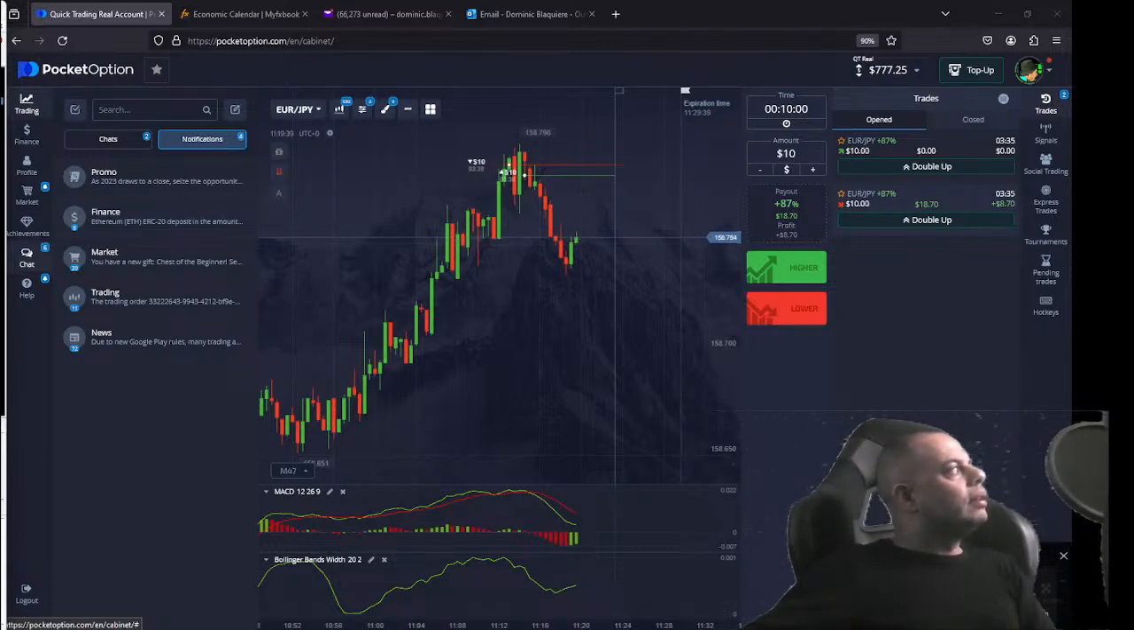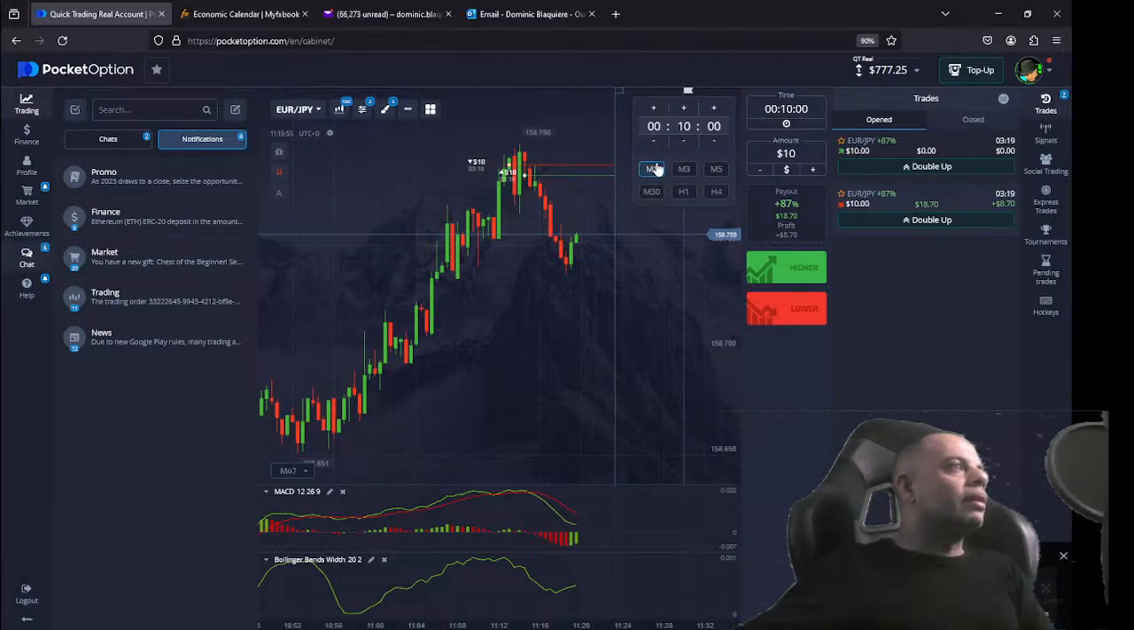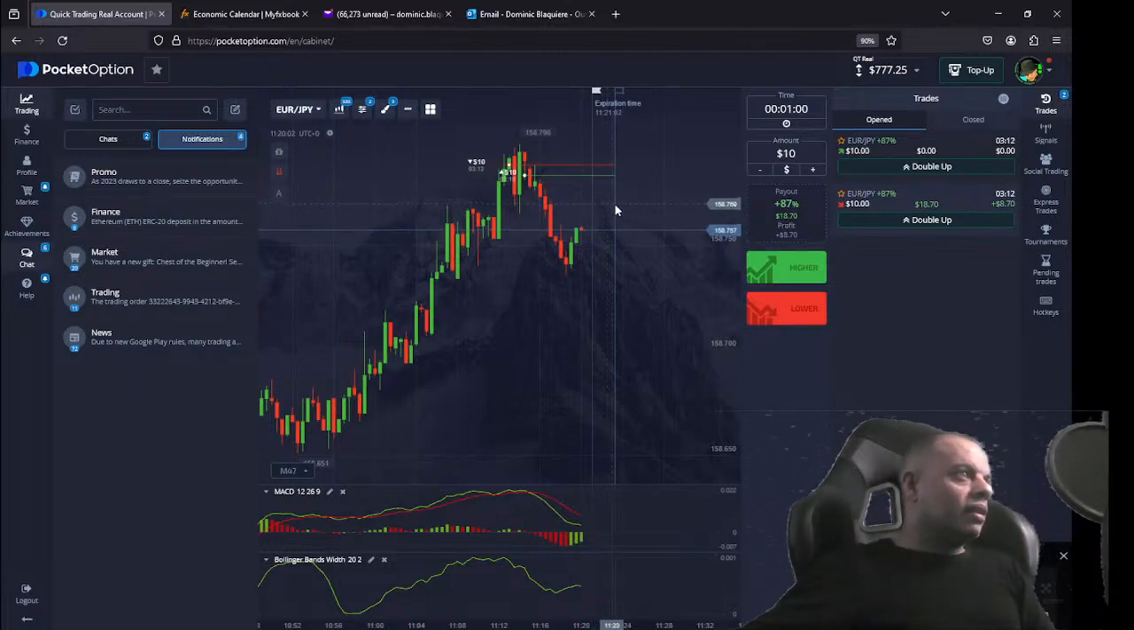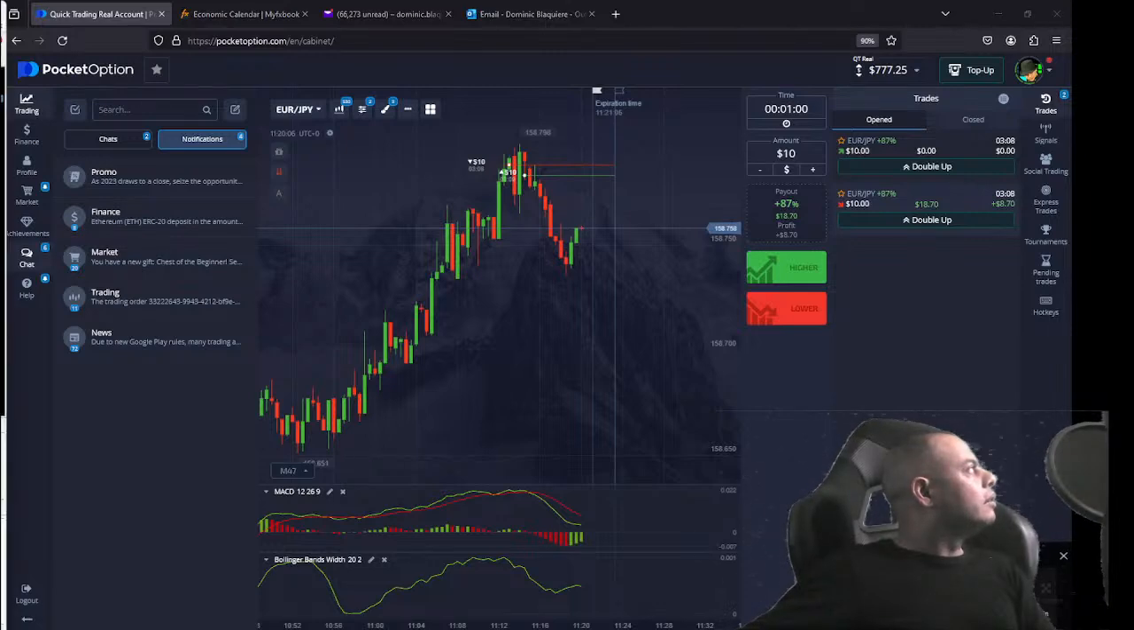Now that could be going down. I just want to check something else. No, I have a feeling that's going to go up. I'm going to go to 1 minute. I'm going to take a bit of a risk here in a moment, possibly. It just depends on what I'm seeing happen here.